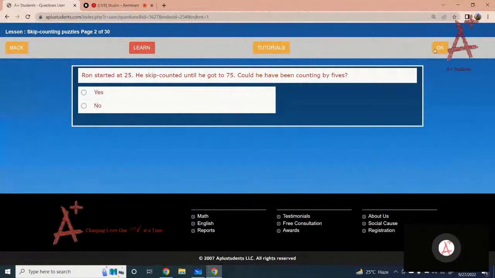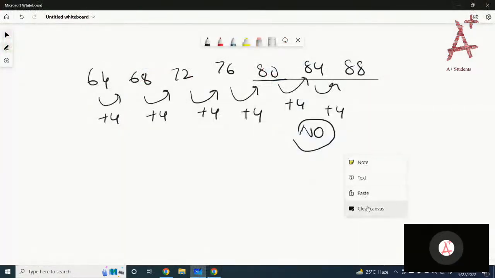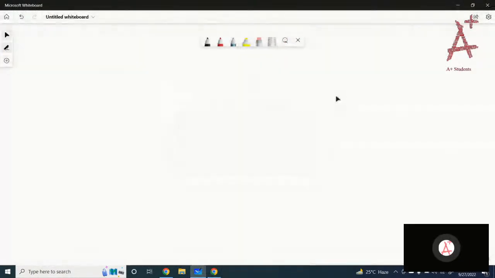Okay, the next one is: Ron started at 25. He skip counted until he got 75. Could he have been counting by 5? Okay, start from 25 and see, do we have 75 if we count by 5?